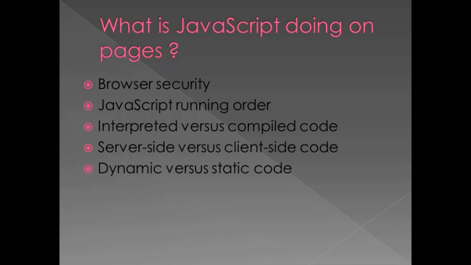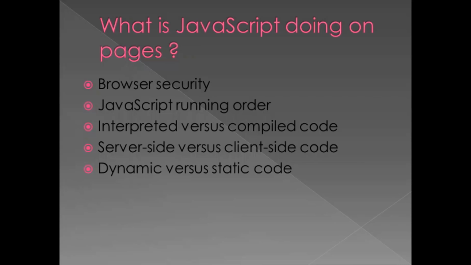JavaScript running order: as we discussed before, whatever code you have written in that block is run from the top to bottom. So there is a running order of JavaScript. Interpreted versus compiled code: whatever JavaScript code we have written is run from top to bottom, so it is definitely called an interpreted language.